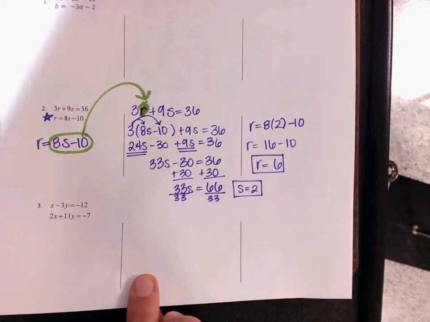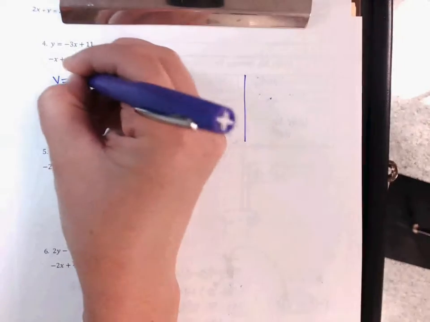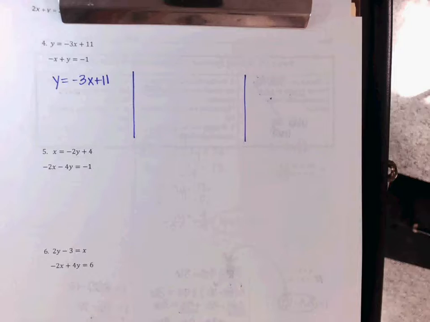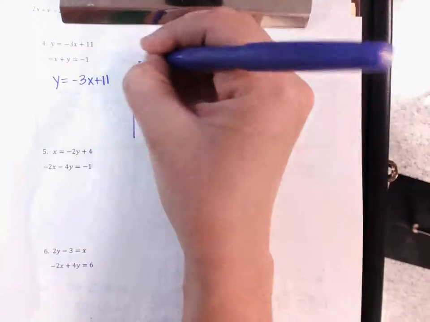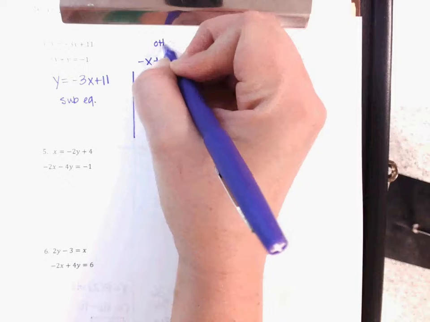Next example that we're going to work is going to be the one at the top. Okay, so we have y equals negative 3x plus 11, and negative x plus y is negative 1. Looking at those two equations, top or bottom, which one already has a letter alone? The y equals the top. Now remember, it does not matter which letter is alone. As long as one of them is alone, you're good. Then I'm going to go to my middle, negative x plus y equals negative 1.